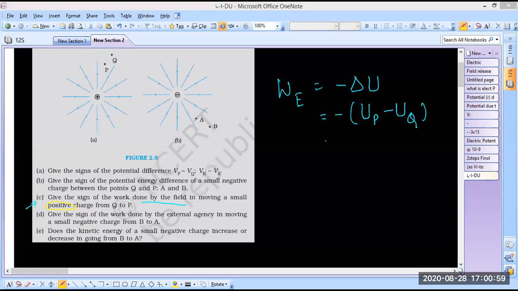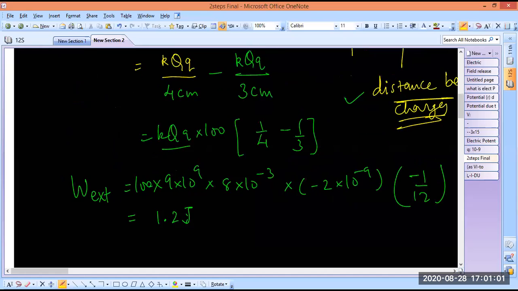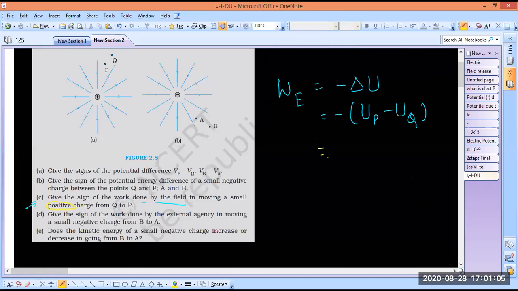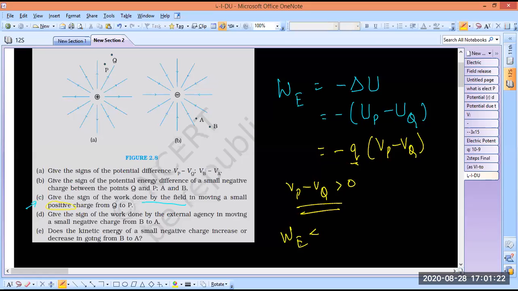Okay. Well, let's see. So minus Q times Vp minus Vq, right? It is quite clear that Vp minus Vq is positive, and charge Q is also positive this time. So positive into negative is negative. So the final answer of this one is negative. C is negative, right?